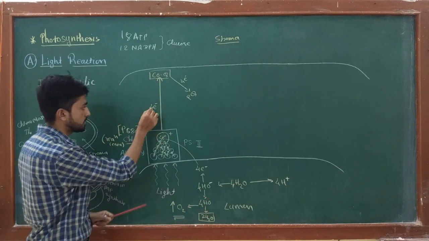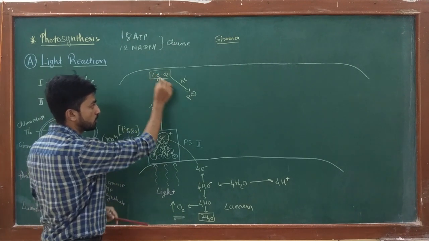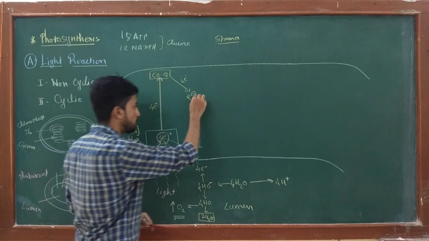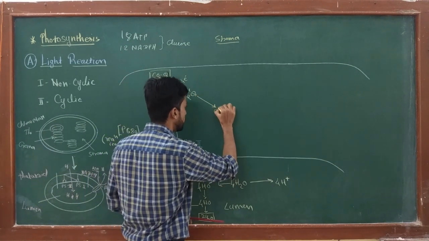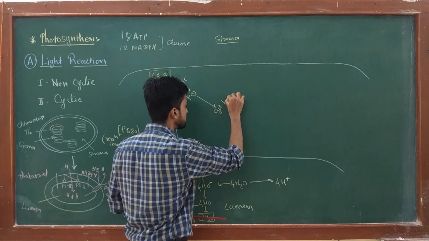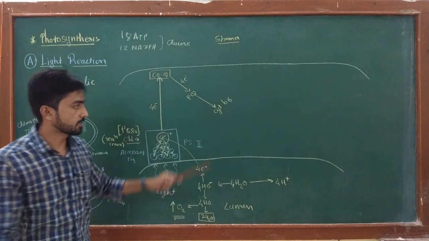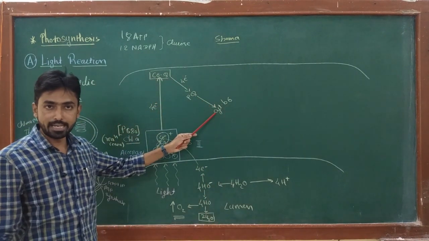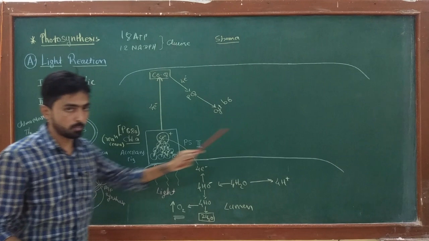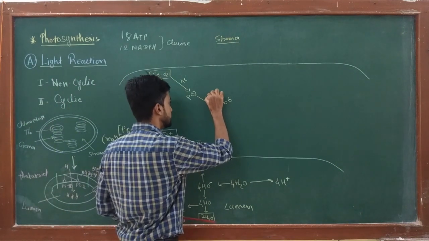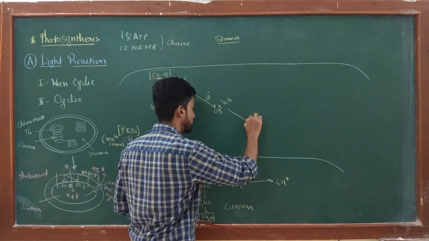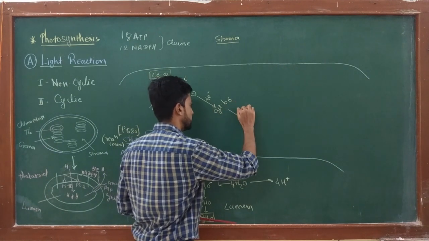Now the 4 electron which is transferred from CoQ to the plastoquinone. Now plastoquinone transfers that 4 electron to cytochrome B6. This is another cytochrome protein molecule, electron carrier, which is present in the membrane of thylakoid. And now from cytochrome B6, these 4 electrons are transferred to cytochrome F.